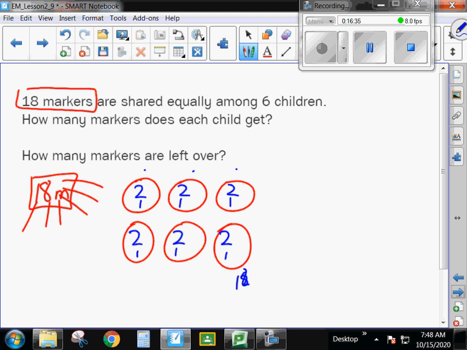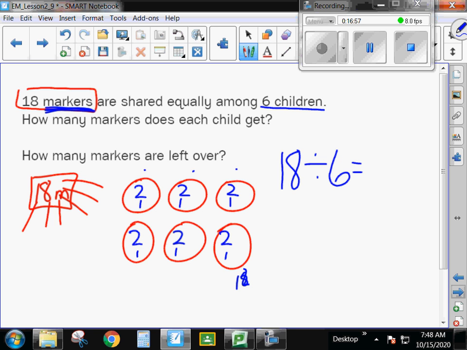All right, so now let's write my division number model. What was I dividing up? I was dividing up markers. How many? 18. Okay, when I divide those 18 markers, how was I dividing them? I was dividing them up between 6 children. How many markers did each kid get?